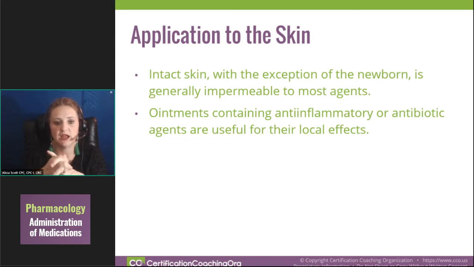Ointments, and again, there's a difference between ointments and creams. All right, we've talked about that in other lectures in more depth in this course. But let's say you have an ointment that has an anti-inflammatory or an antibiotic agent. They work really well for local effects that won't go systemic. Whereas most antibiotics, if you take them orally, it's systemic, right? It goes through the system. So again, keep that in mind when we talk about putting anything on the skin.